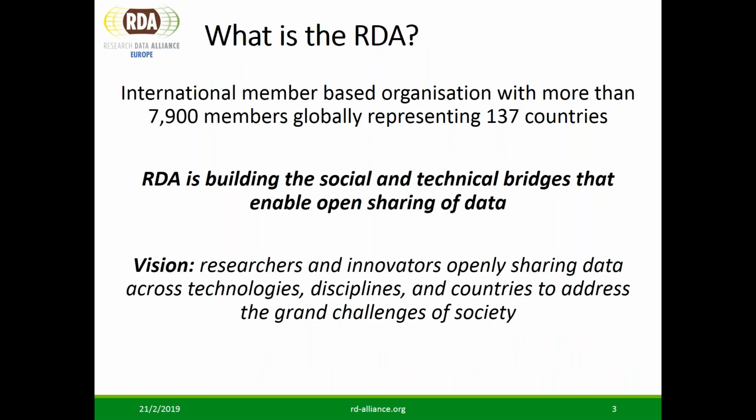So what I wanted to do first, I'm conscious that not everybody may be that familiar with RDA. So I want to give a very brief overview of what RDA is, how it works, and the outputs and recommendations, because that's really what this scheme is structured around. RDA is an international member-based organisation, has 7,900 members now, representing 137 different countries. So it's got very wide and broad uptake in the few years it's been running.